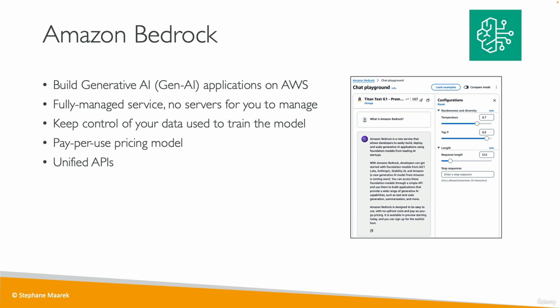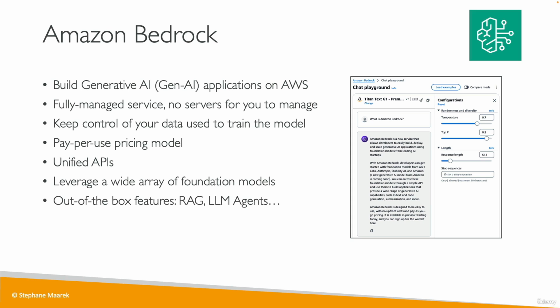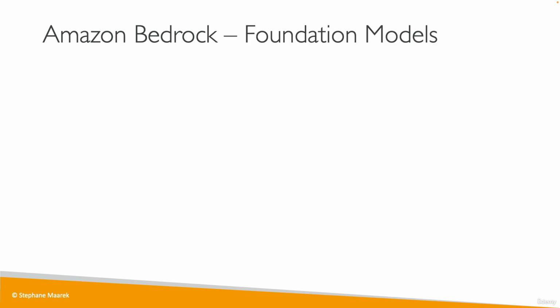There's a unified API, so that means that to access Amazon Bedrock and the many models behind Amazon Bedrock, you only have one way of doing it, which is standardized. You can leverage a wide array of foundation models. We'll have a look at them in a second. And on top of it, you have advanced features such as RAG or LLM agents, and you get security, privacy, governance, and responsible AI features as well within Amazon Bedrock. So we're going to spend a bit of time learning about it and practicing together.